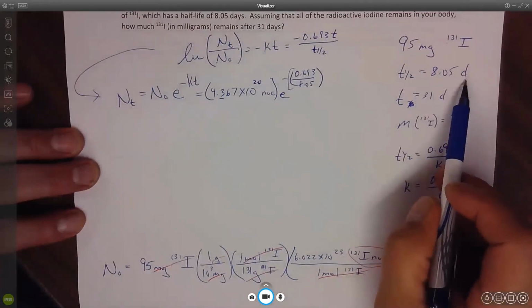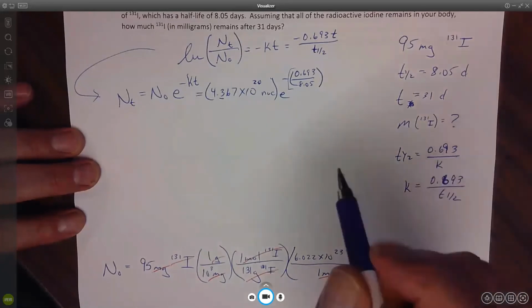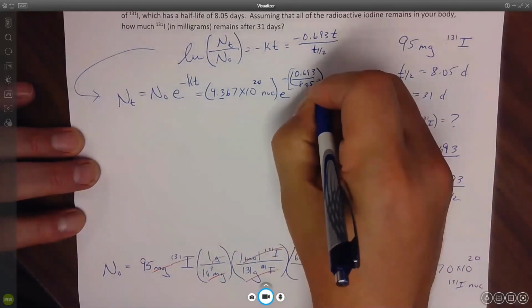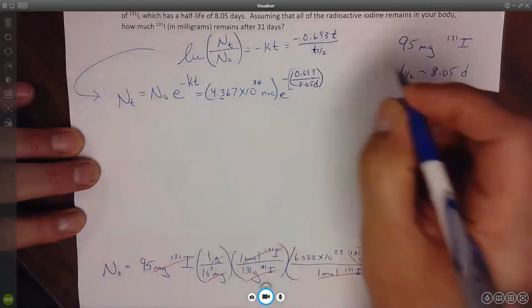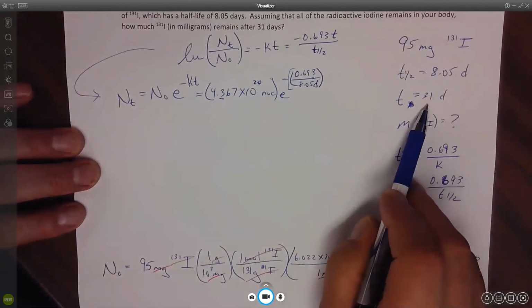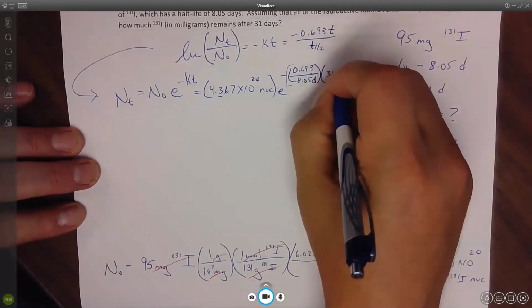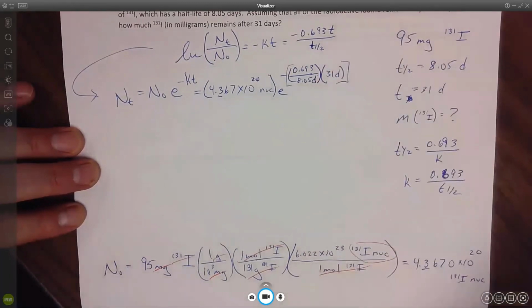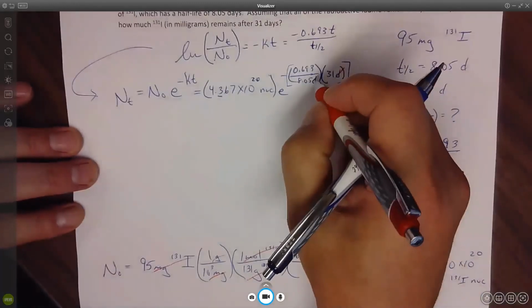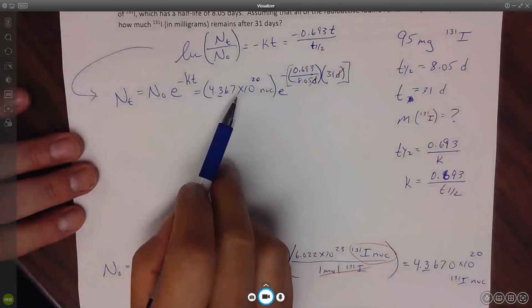And now T1/2 is already in days, right? Because this is days now to the days. So T then is in 31 days, so I don't need to convert that to seconds or anything else. So I'm just going to put 31 days because they're just going to cancel and we're good. And then we're going to get the actual number of nuclei.